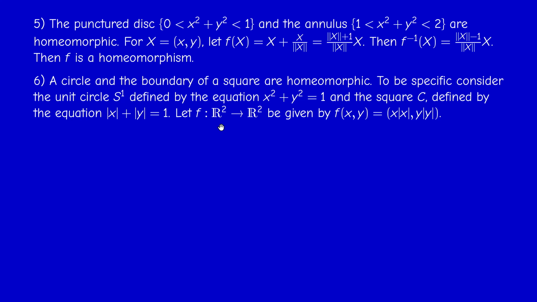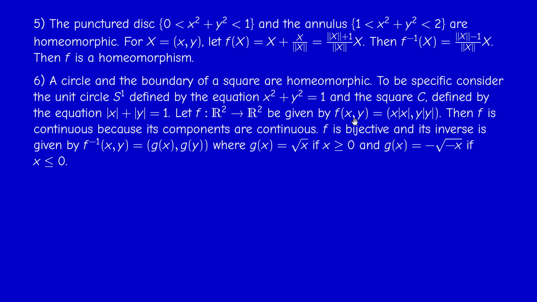If it is from R2 to R2, it means that it has 2 variables and 2 components. The first component is just x times absolute x, and the second component is y times absolute y. Now it's clear that f is continuous because each component is continuous. If you solve the equation f of (x, y) equals (x', y'), which is just an algebraic system, you will find that f minus 1 of (x, y) is of the form (g of x, g of y), where g is a function from R to R, which is radical x if x is non-negative, and minus radical of minus x if x is less than or equal to 0.